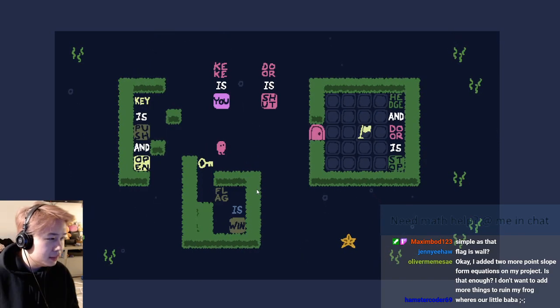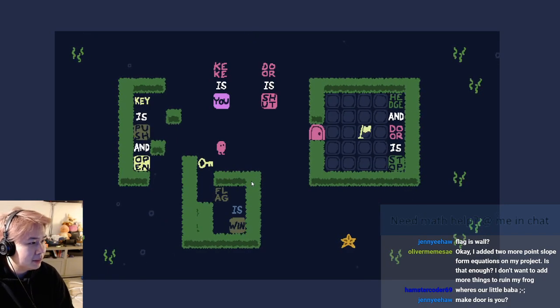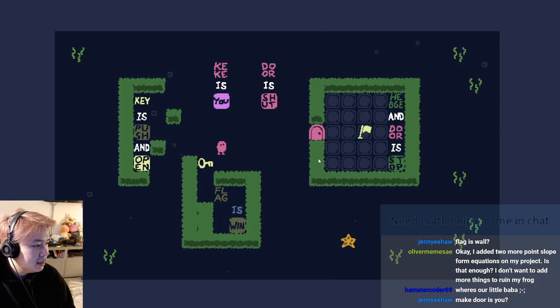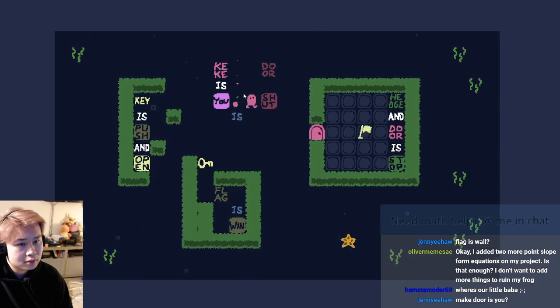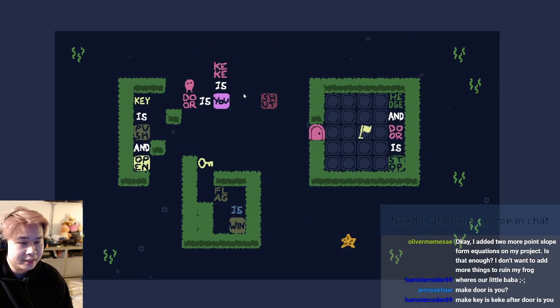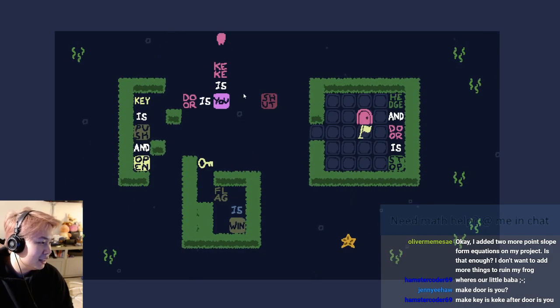Okay, so let's clear out some options here. I can't push this key down because then I just lock everything up. Jenny says to make the door me. So let's see. I am now the door. But the flag is not win, so I can't win just yet. Make key is Kiki after the door is you.